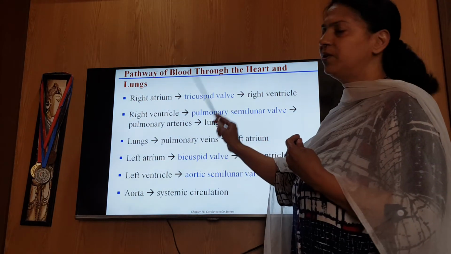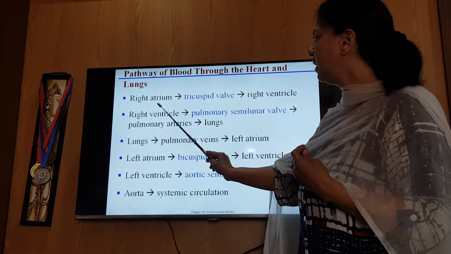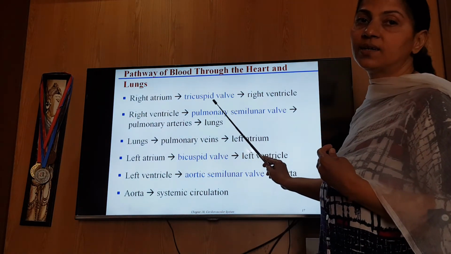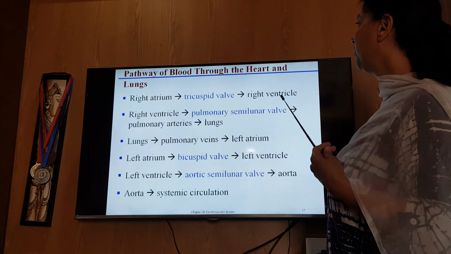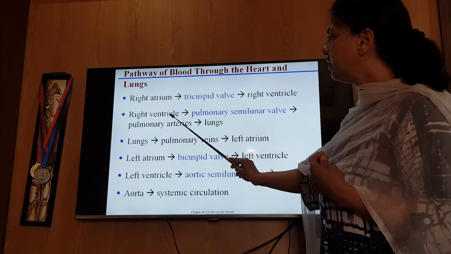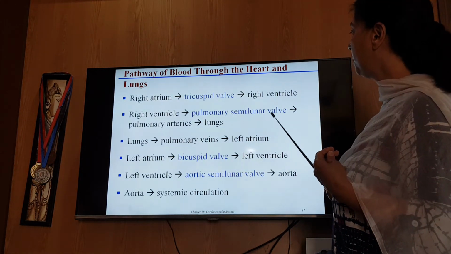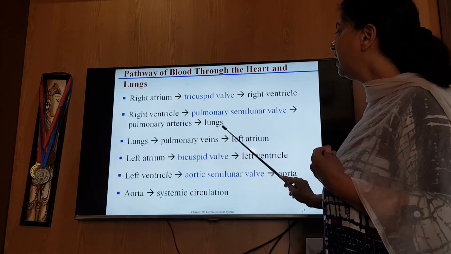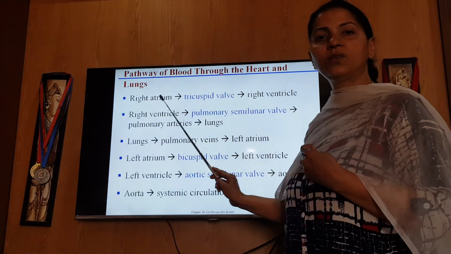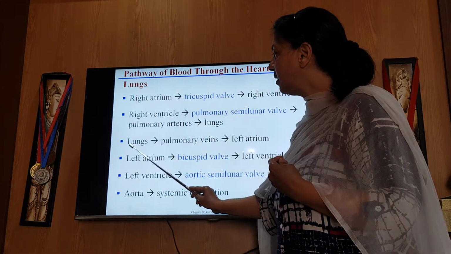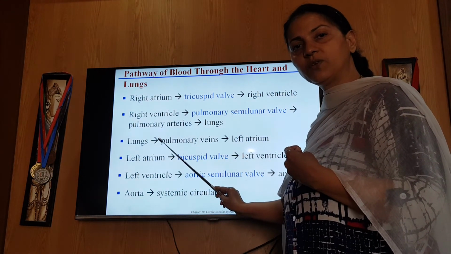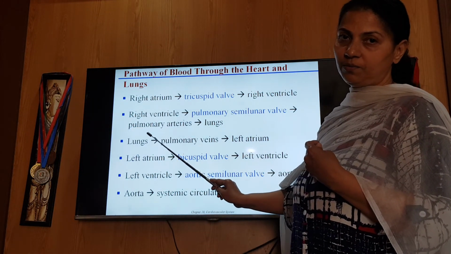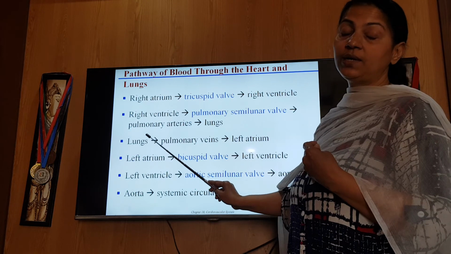This also you know, first of all, the right atrium is receiving the blood. Which blood? Deoxygenated blood. Then it has to pass through tricuspid valve. Then the blood will reach the right ventricle. From the right ventricle, through the pulmonary semilunar valve, the blood will reach the pulmonary artery. And from there to the lungs. In the lungs, oxygenation will happen. And so from the lungs, after that function, the blood has become oxygenated, the carbon dioxide has been removed depending on the partial pressure of the oxygen and carbon dioxide in the blood.